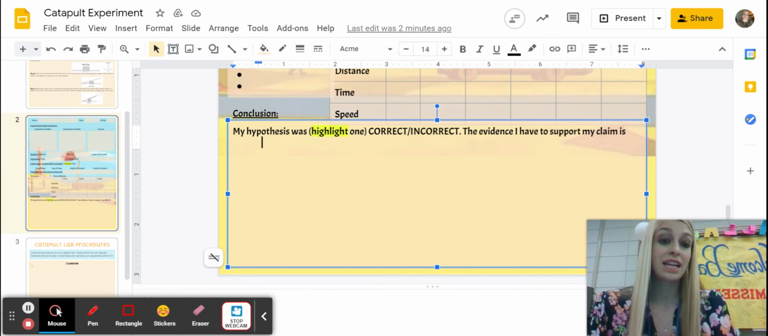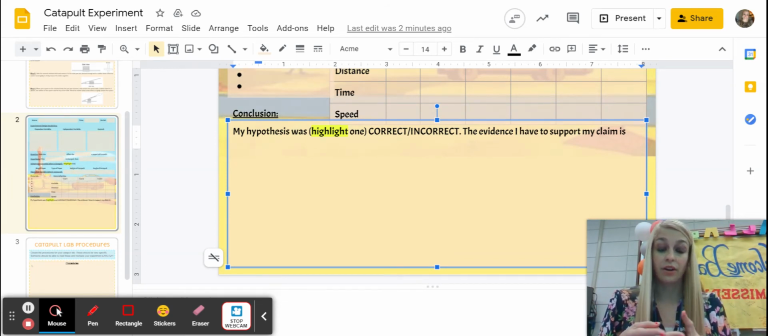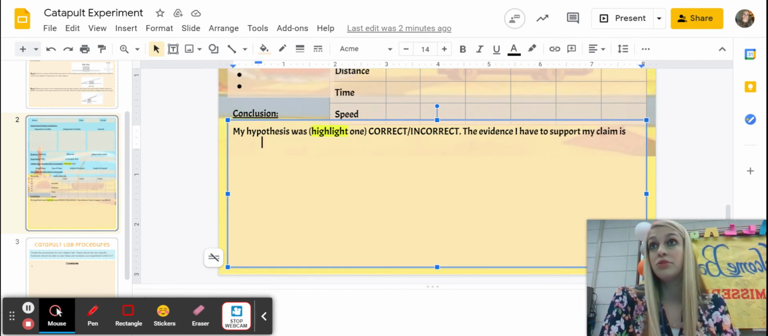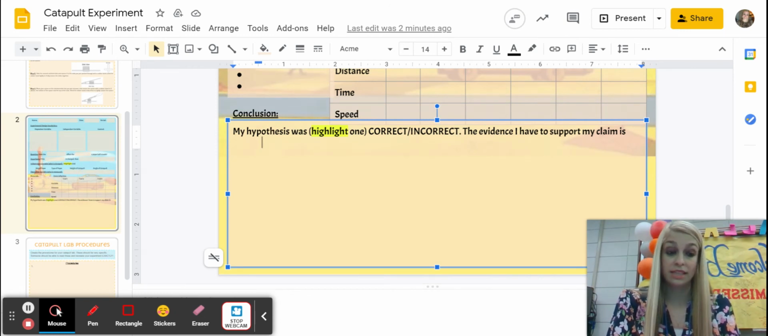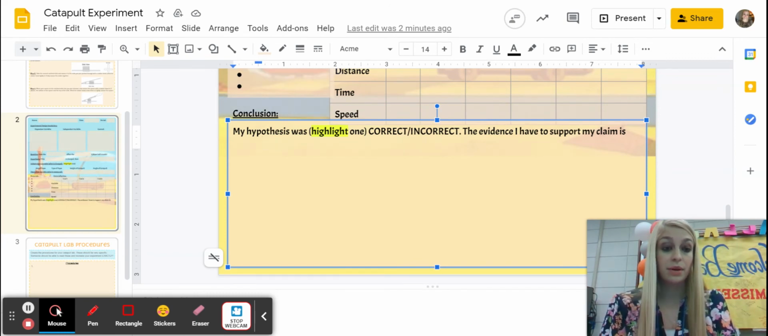So the evidence that I have to support my claim is, so what is your evidence? How did you know your hypothesis was right or wrong? You should be getting that from the table. So explain what your data table says. If your data table says that when you used construction paper, the speed was slower than when you used a tissue, say that. Say what the speed was with a construction paper, say what the speed was with a tissue.